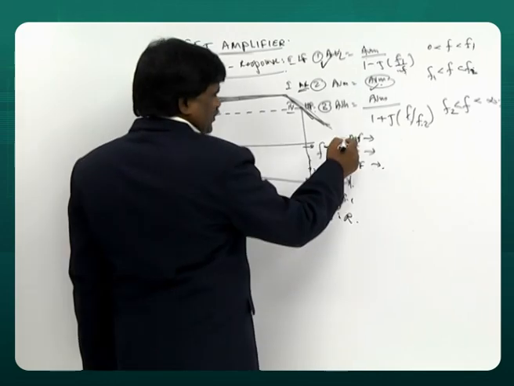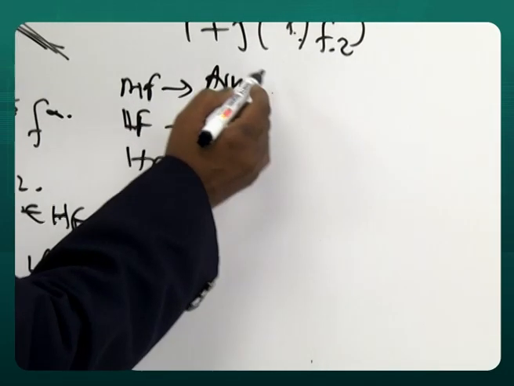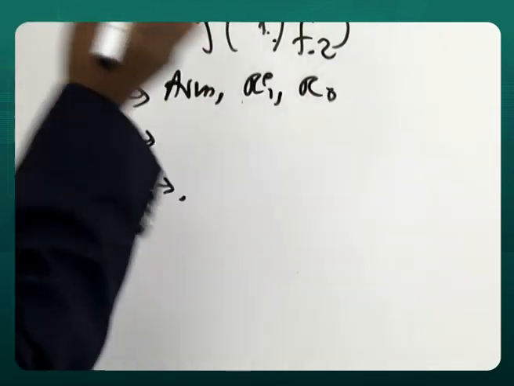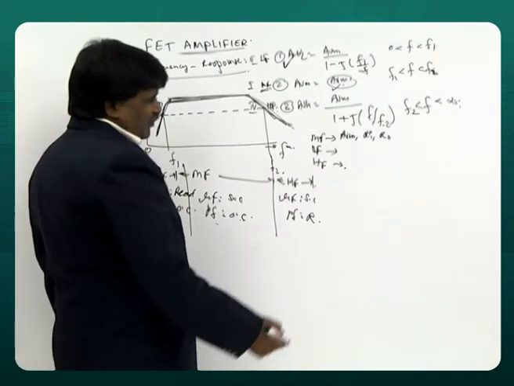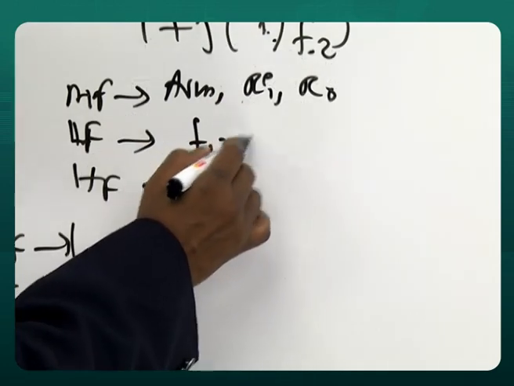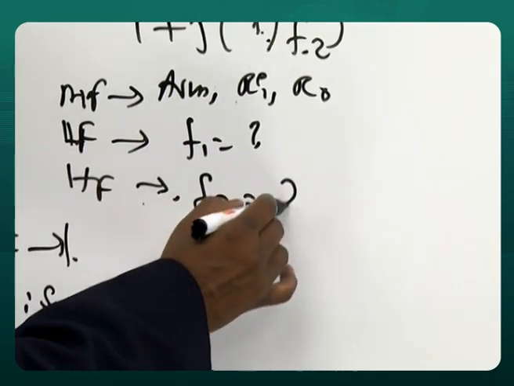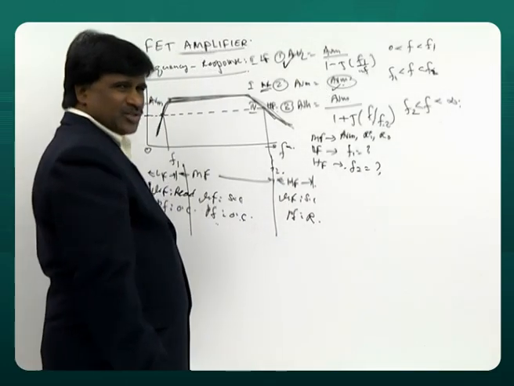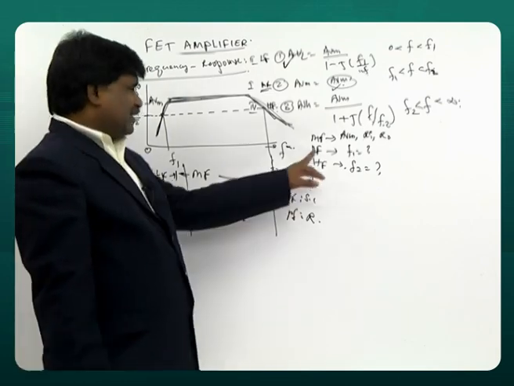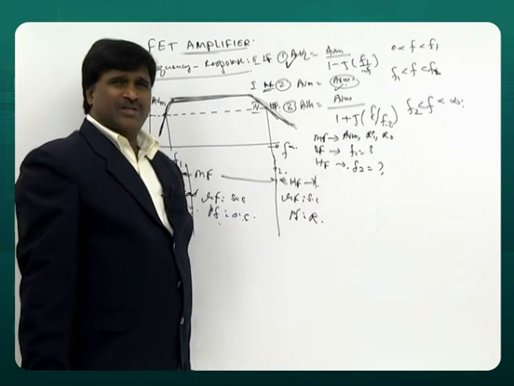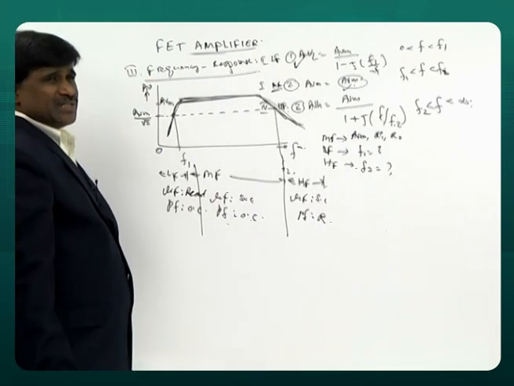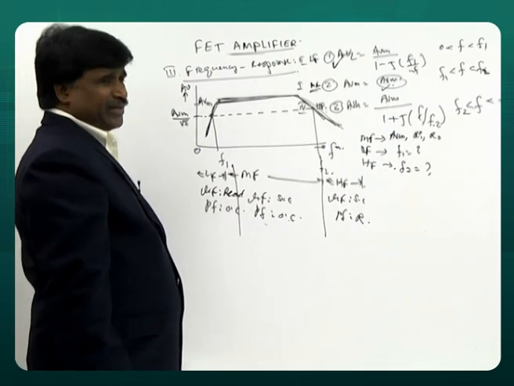The very purpose of the mid frequency is to calculate this. Of course, we do calculate Ri and R0. Then we will be going for low frequency in order to estimate this and in order to estimate this. That's all. We don't calculate gains here. We just calculate cutoffs because gain is already available. That's called frequency response of an amplifier.